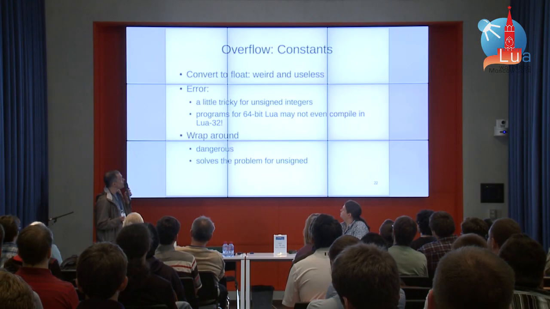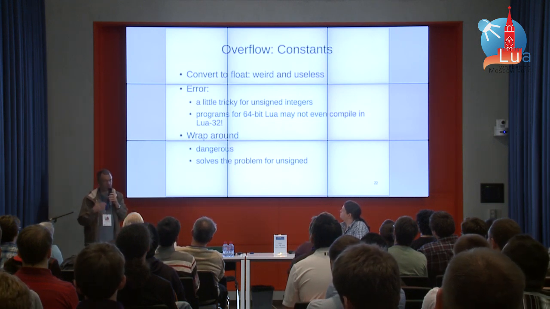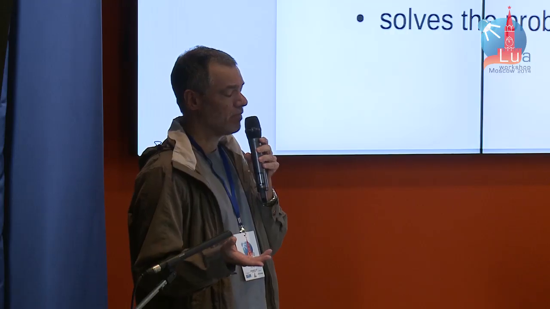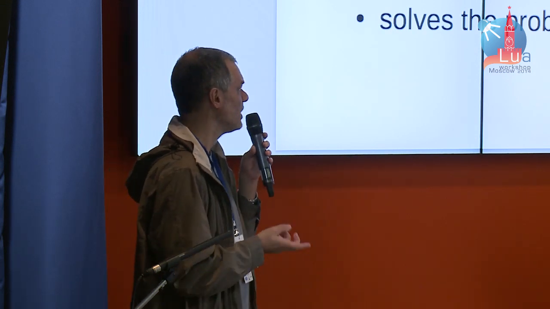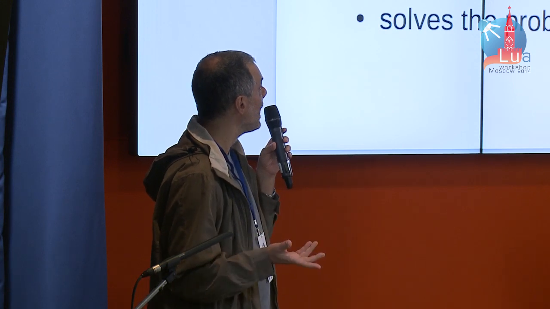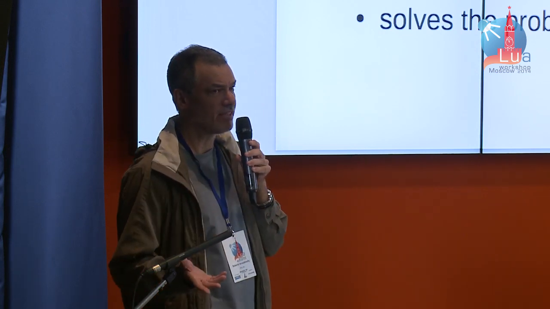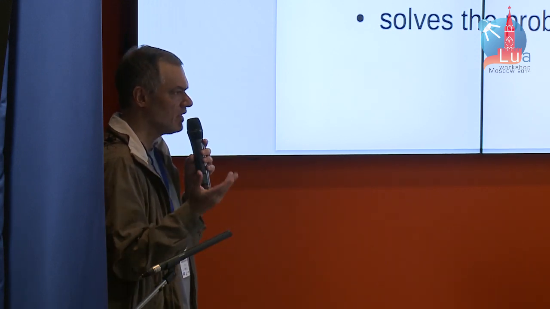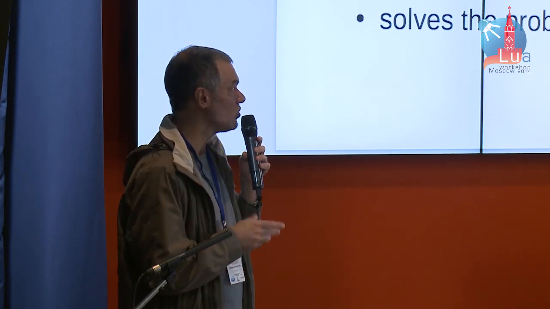The error option is a little tricky for unsigned, because unsigned numbers are larger than the maximum integer representation. Some languages now, for instance, accept hexadecimal constants to be unsigned and decimal constants to be signed, which could be an option. But for us, the main problem is that programs for 64-bit Lua could not even compile in Lua 32. If you compile Lua to use 32 bits, you use 32-bit integers and 32-bit floats. Say you want to check whether you are using 64 bits or 32 bits, and you write a too large constant in your program to do the check. Then you already have a compilation error in 32 bits. You cannot even run the program to do the check.